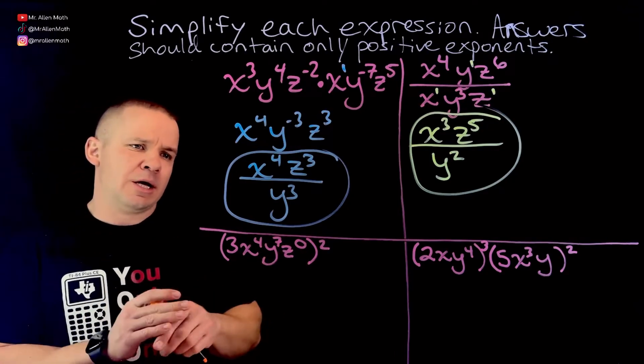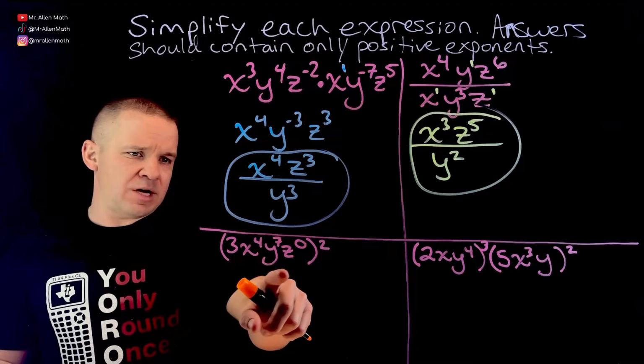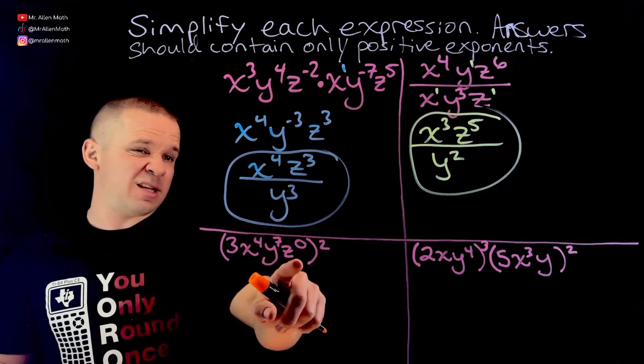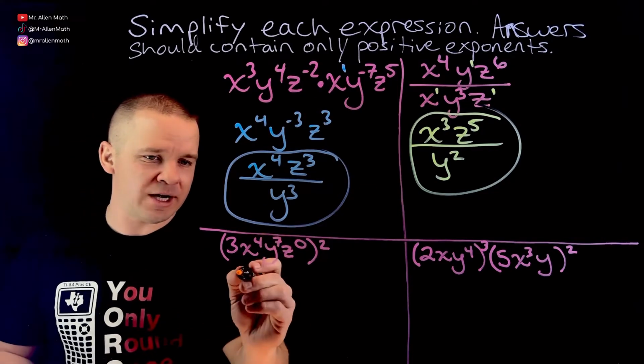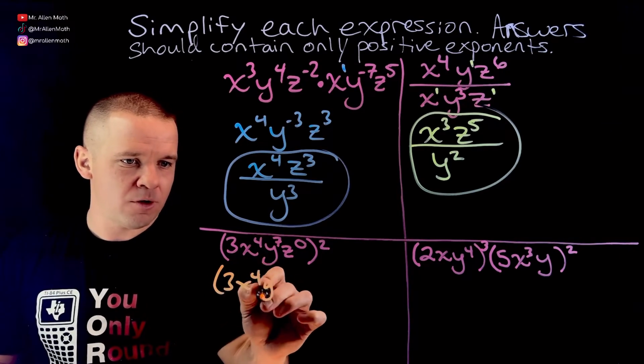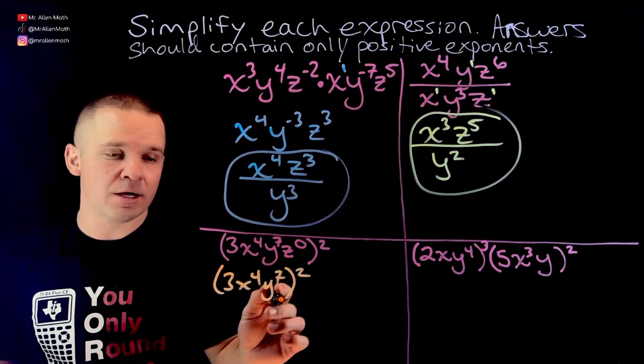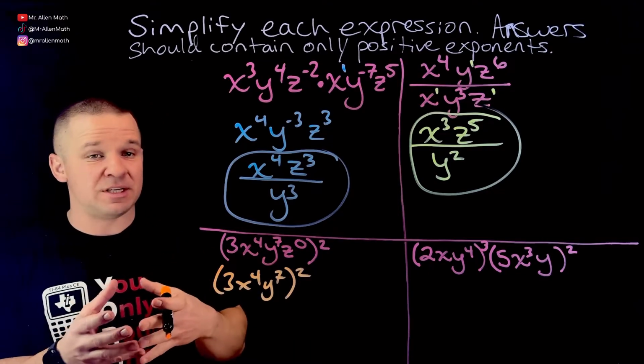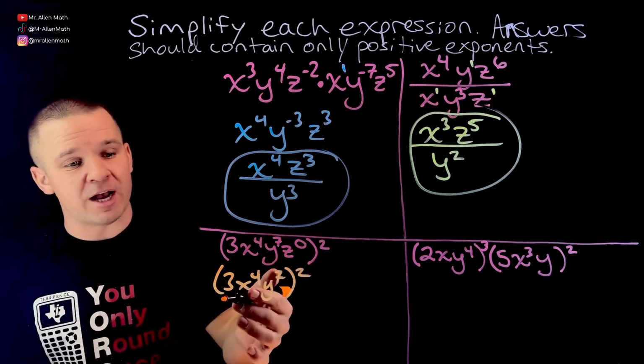All right. So here, there's nothing to do inside the parentheses other than that z to the zero, which is poof, it's gone, it's 1. So I guess I could rewrite this as 3x to the fourth, y to the seventh, all squared. I like to clean up the inside of the parentheses, if possible, before distributing my exponent in.